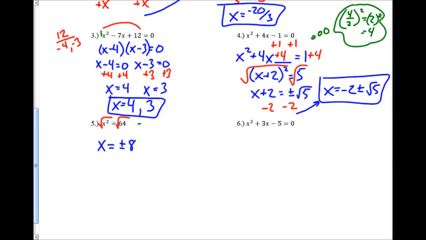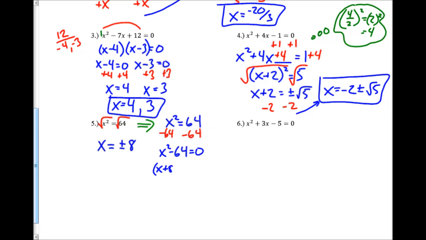The other way to think of it is in terms of factoring. If you think of it in terms of factoring, you're less likely to forget the plus or minus. I would subtract the 64 from each side. So we've got x squared minus 64 equals 0. I can solve by factoring. That's a difference of squares.